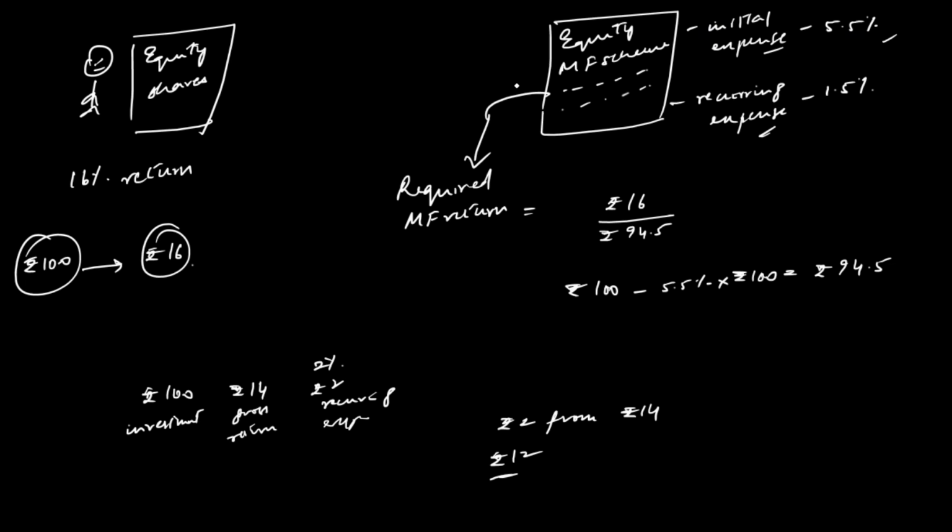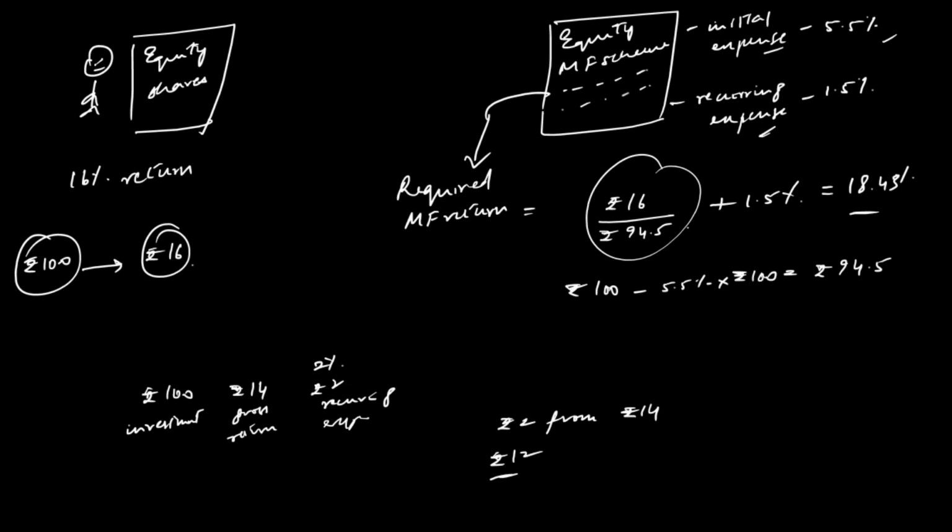So if 1.5% is being deducted every time, in order to ensure that this equals what he is already generating, what we need to do is add the recurring expense to this required return. So we will add 1.5% to rupees 16 by 94.5, and this is the required MF return. Upon calculation, we get 16 by 94.5 plus 1.5%, 0.015. That is 18.43%. Right. Now, this is the answer. So now we have to write it in proper steps. This is the targeted return, right?